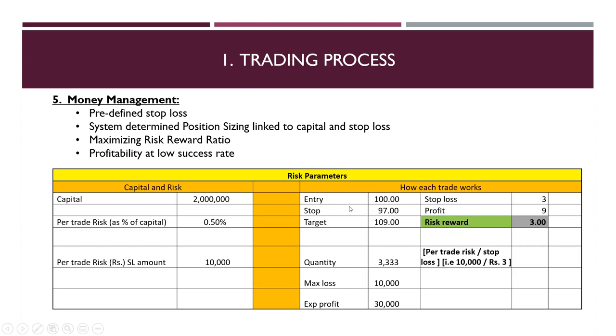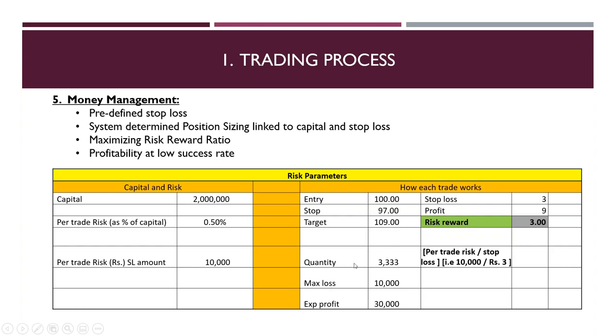And say on a stock my entry is 100 rupees, my stop loss is 97 rupees, and my target is 109. So I'm taking 3 rupees risk in this trade, and my profit is 9. So my risk reward is 1 is to 3, and my quantity would be calculated by 10,000 divided by 3 rupees, because I'm taking 3 rupees risk. So my quantity would be 3333. You can round it off.